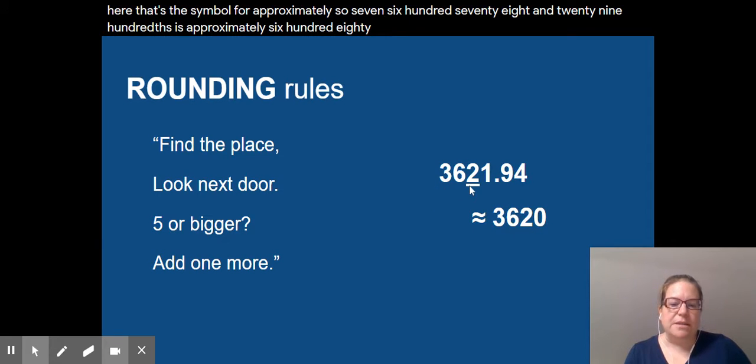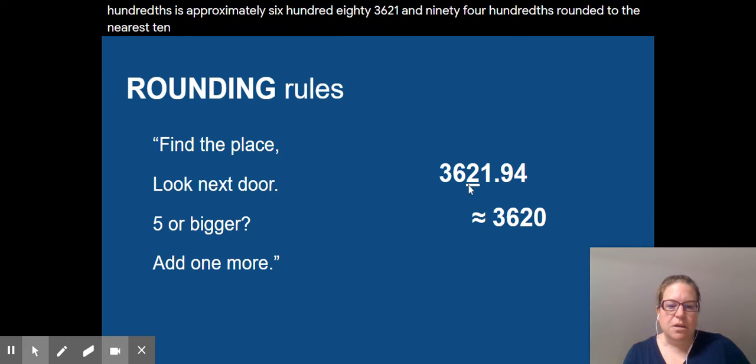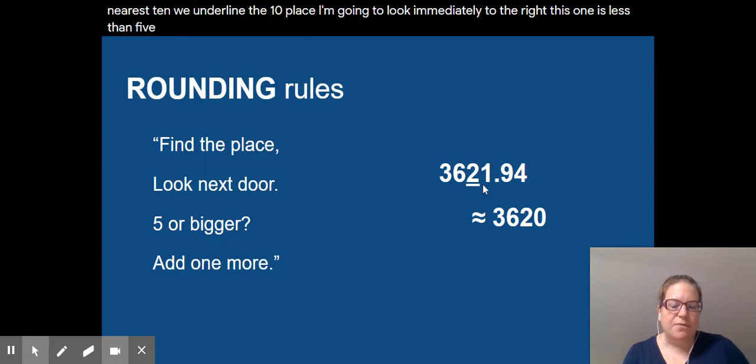Another one, 3,621 and 94 hundredths. Rounded to the nearest 10, we underlined the 10 place. I'm going to look immediately to the right. This 1 is less than 5, so we're going to round it down. This number is approximately 3,620.